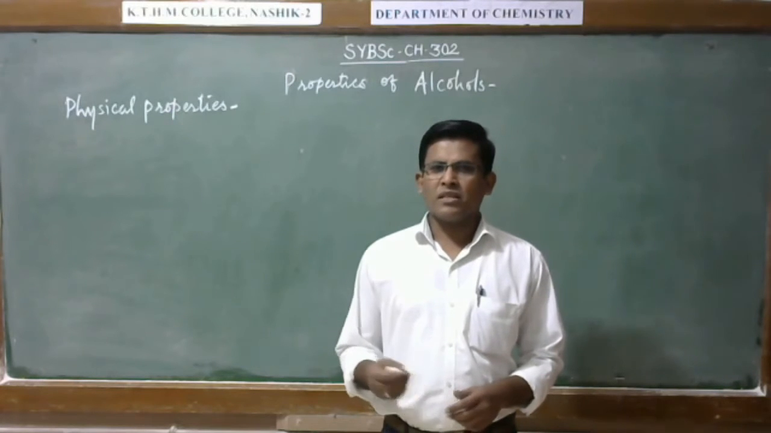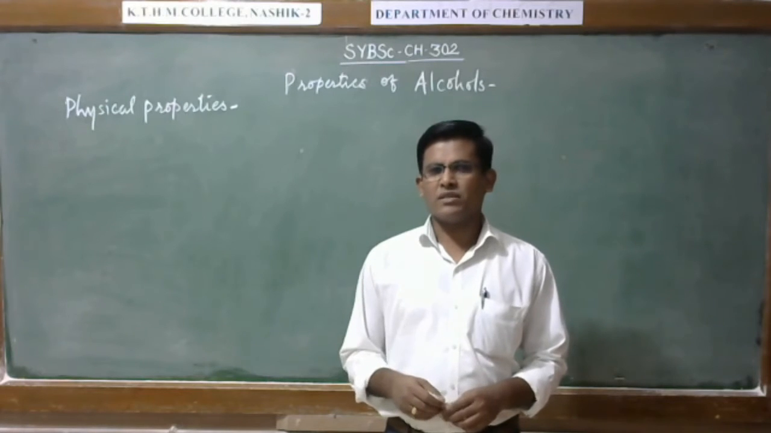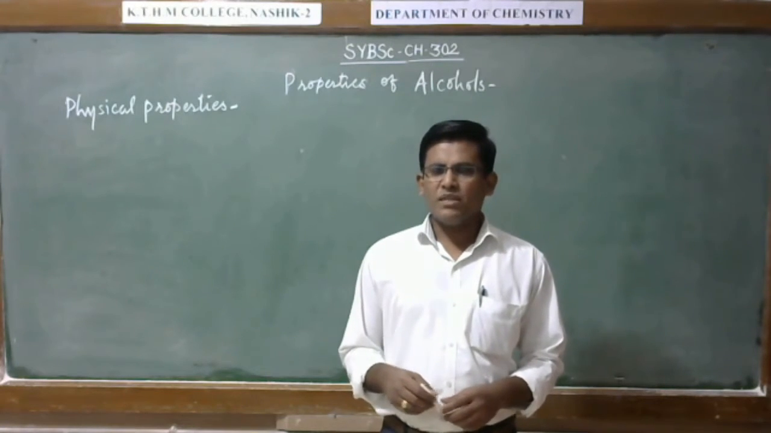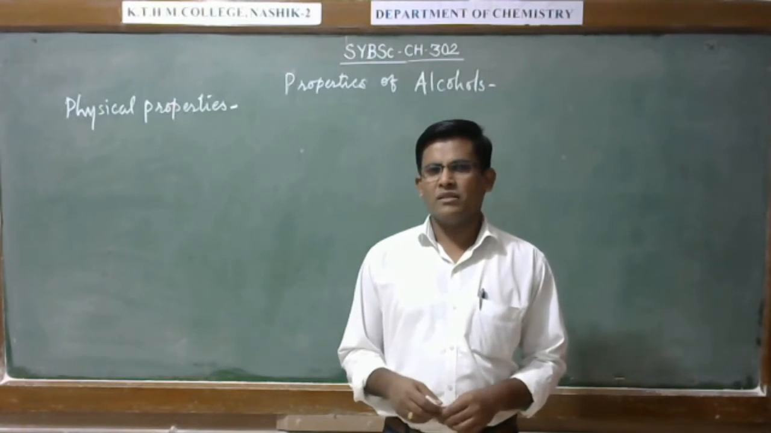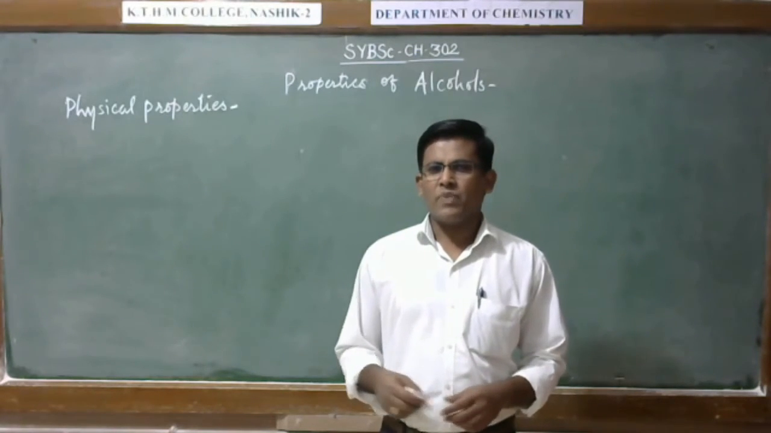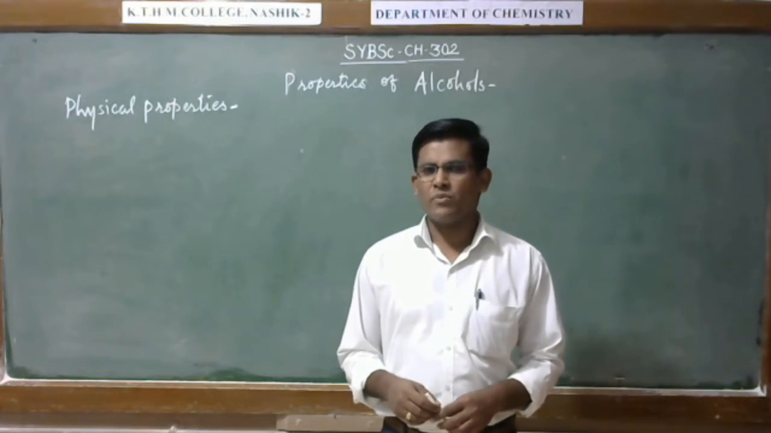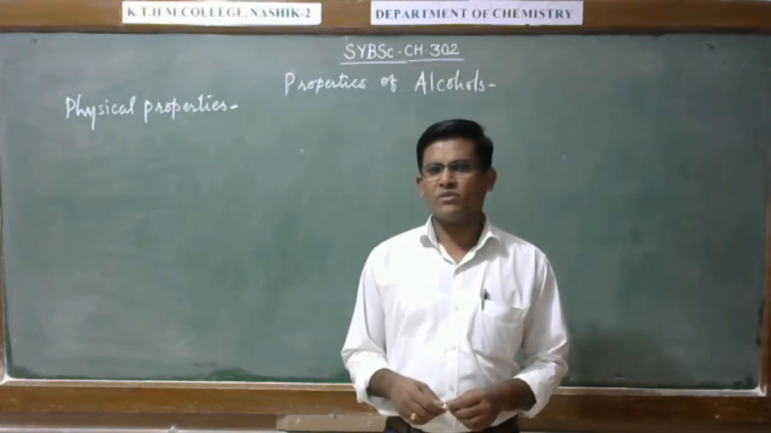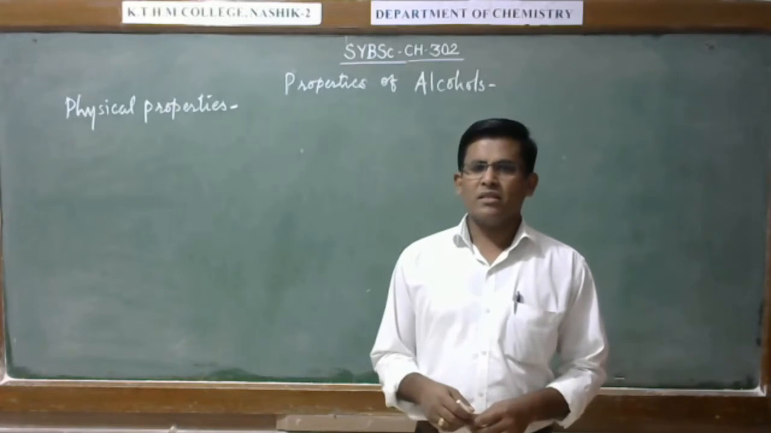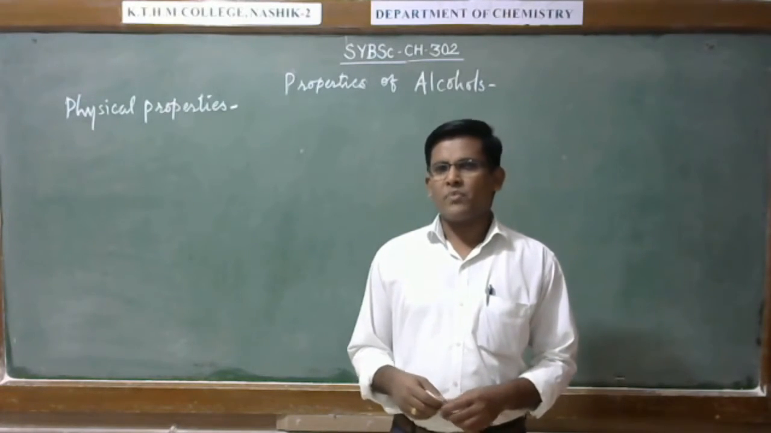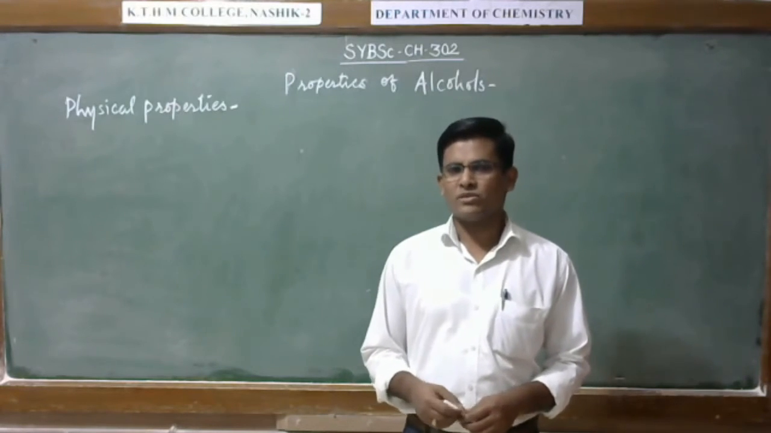Then the second method is ester hydrolysis, where the hydrolysis of ester will give the corresponding alcohol and acid. And finally, the third method was reduction of carbonyl compounds such as aldehydes, ketones, acids, and esters. So in this lecture we will discuss the properties of alcohols. First of all, we will discuss the physical properties of alcohols.